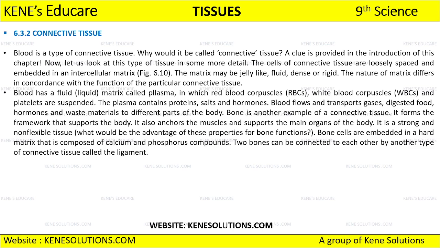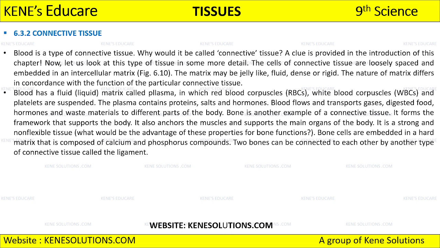So blood is a type of connective tissue, and why would it be called connective tissue? While introducing the lesson, a group of cells having the same structure and function together has been termed tissue, right? And because these tissues connect to each other, and they are loosely spaced, embedded in an intercellular matrix, this is what makes them called connective tissue.